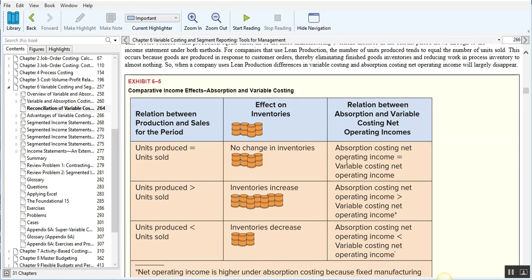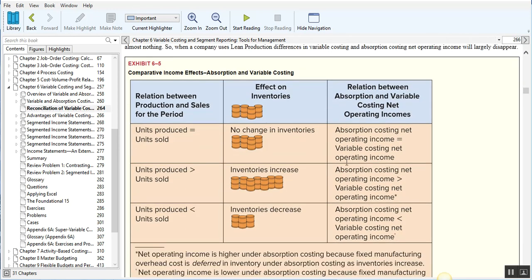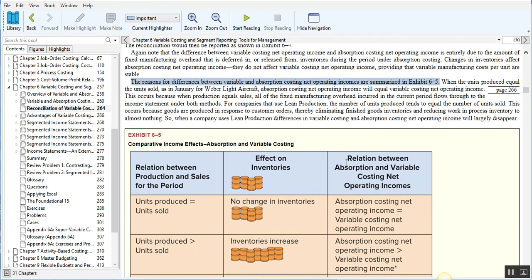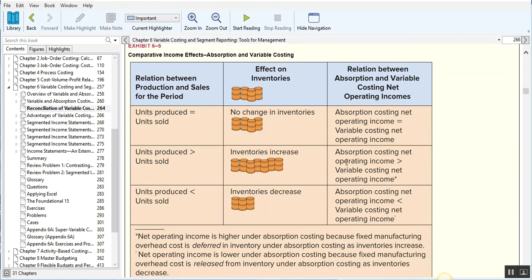Now, Exhibit 6.5 is really good, and I'm going to point you in this direction because this will help you understand the difference between variable and absorption methods. So they have these three different scenarios. The units produced are equal to the units sold. What is the effect on inventory? Absolutely nothing when you have the units sold being the same as the units produced. And in this case, variable costing and absorption costing will give you the same net operating income.